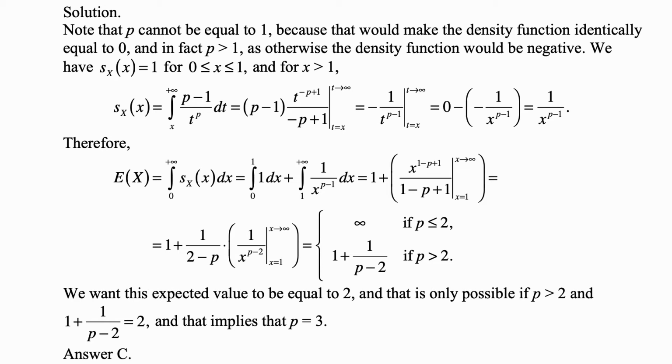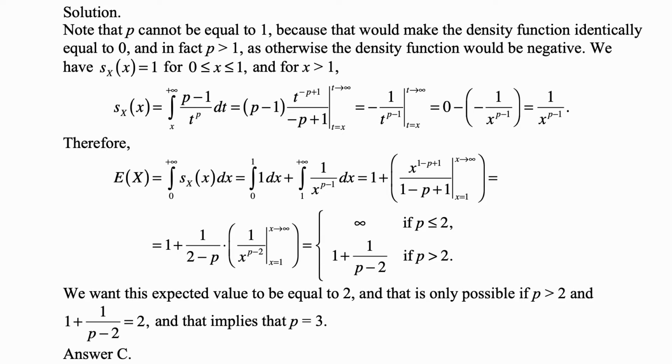So we first note that p cannot be equal to 1 because that would make the density function identically equal to 0. And in fact, p is more than 1, as otherwise the density function would be negative. We have the survival function of this random variable equal to 1 for x between 0 and 1, and the random variable is non-negative with probability 1.